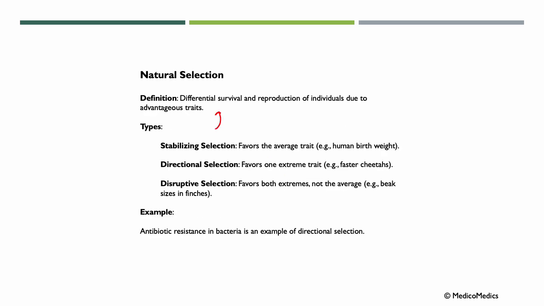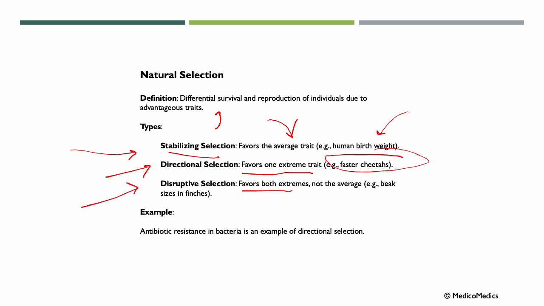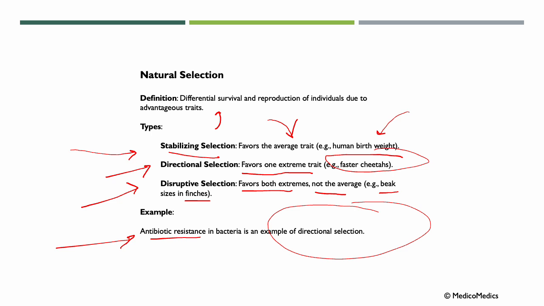Natural selection. The definition is differential survival and reproduction of individuals due to advantageous traits. Types could be stabilizing selection, which favors the average trait, like human birth weight. Directional selection favors one extreme trait, like faster cheetahs. Disruptive selection favors both extremes, not the average, for example, beak sizes in finches. An example here is antibiotic resistance in bacteria, which is an example of directional selection.